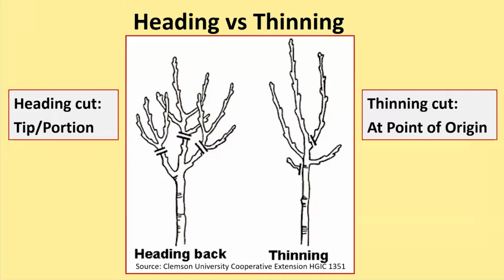So let's begin with the 2 types of cuts, heading cuts and thinning cuts. Heading cuts remove the tip or a portion of a branch, and the result is the branch that's cut becomes bushier. Thinning cuts remove the branch at its point of origin, which means take out the whole thing, and the result is a plant that's more open. So they have opposite effects.